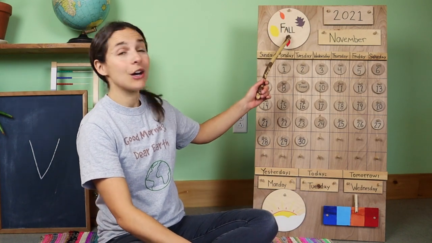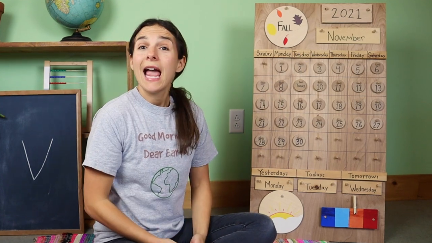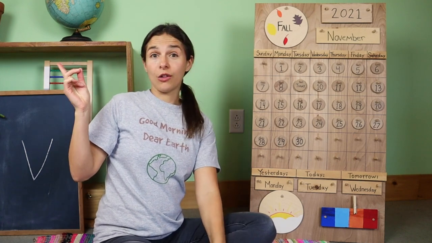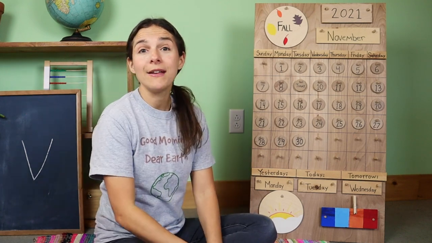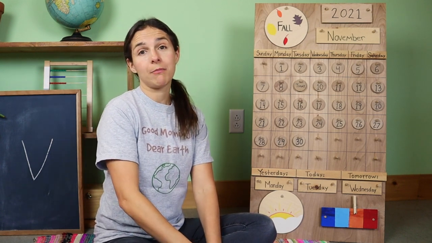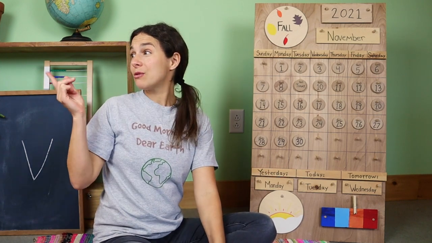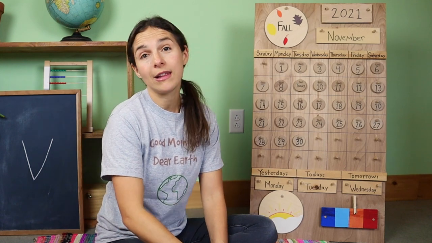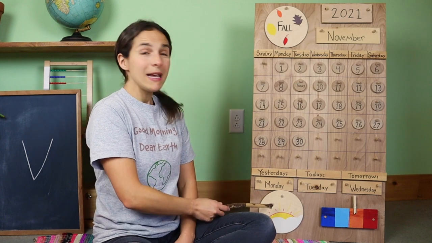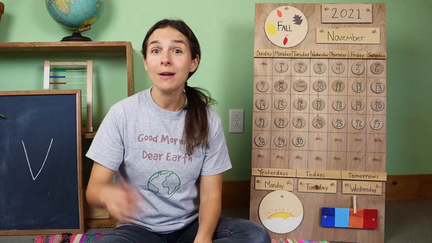Up at the top of the chart, we have the season. It's still fall, friends. And what does fall look like outside at your house? Are the leaves colorful? Or maybe the leaves have already fallen off the trees. Or maybe you live in a place where the leaves stay green even in the fall. At my house, when I look outside right now, all of the leaves have already fallen off of the trees. Speaking of outside, let's sing the weather song together and then we can share what we see outside of the window.